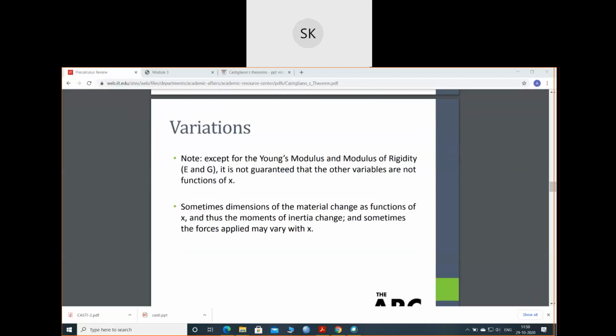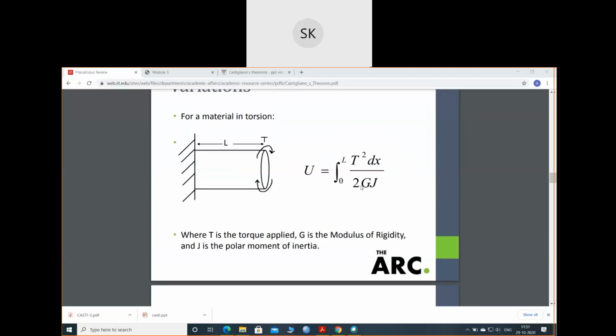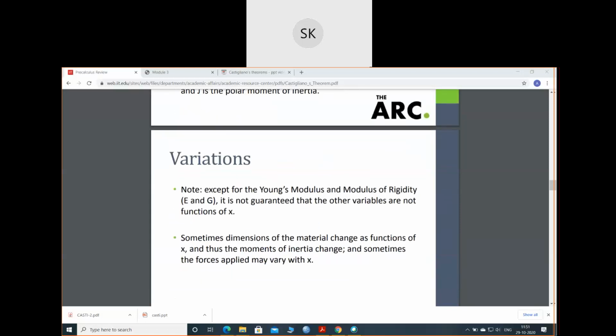Note, there is an important point. Except for the Young's modulus and modulus of rigidity, that means E and G, it is not guaranteed that the other variables are not functions of X. E and G will be the function of X, but it is not guaranteed that other variables are not functions of X.